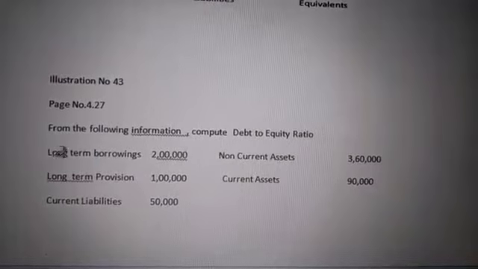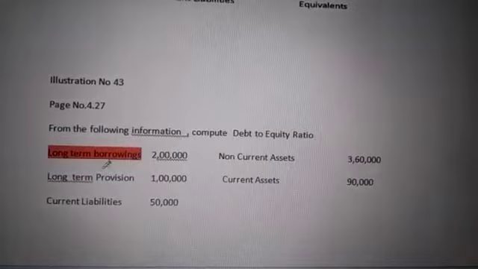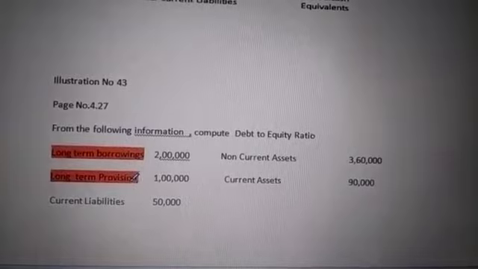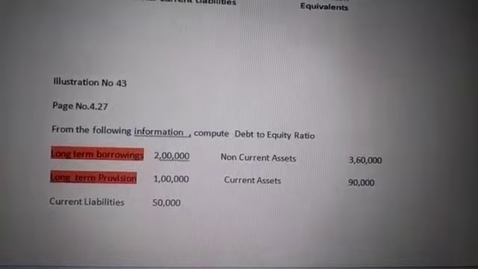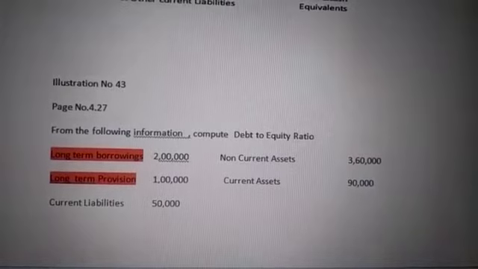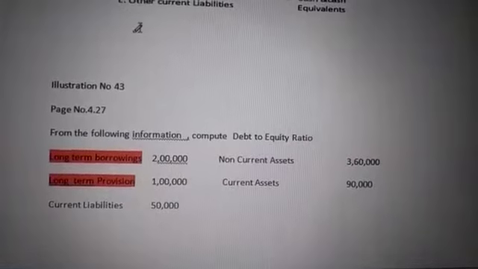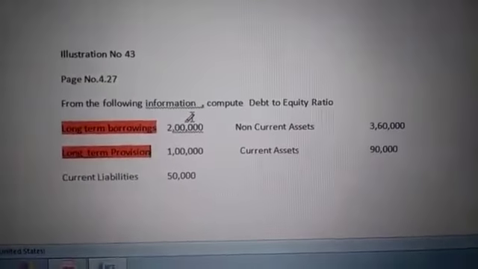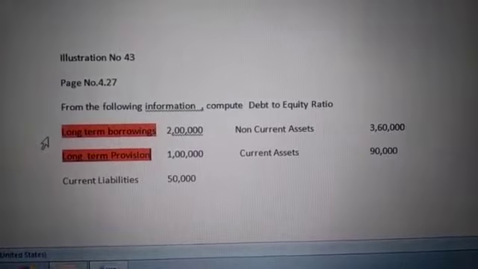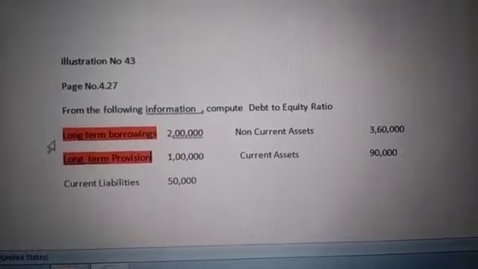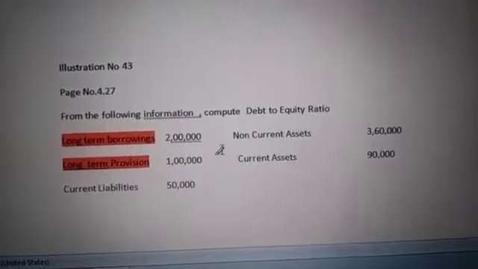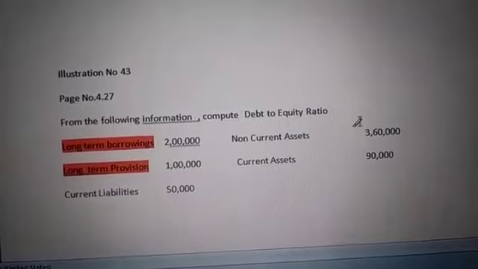Long term borrowing, it is debt. Long term provision, it is also a debt. For finding the debt equity ratio, we had pointed that's our debt. So while adding 2 plus 3, debt will come. But now how to find the equity?